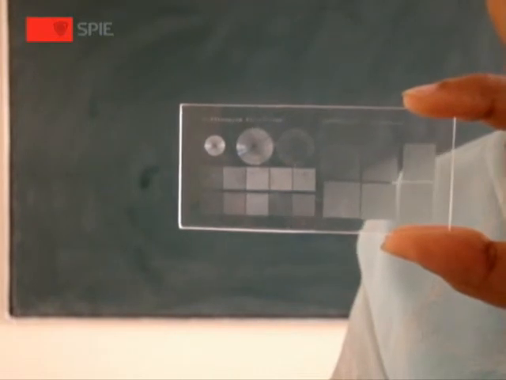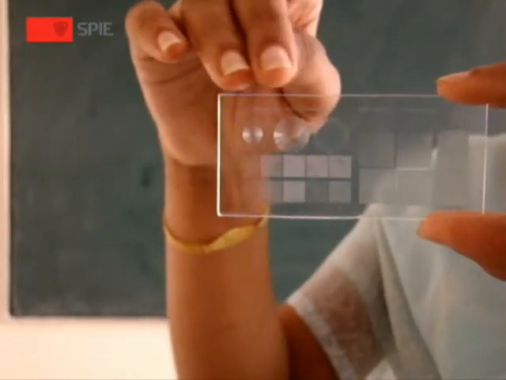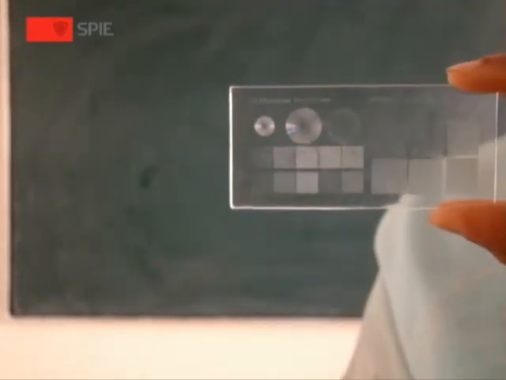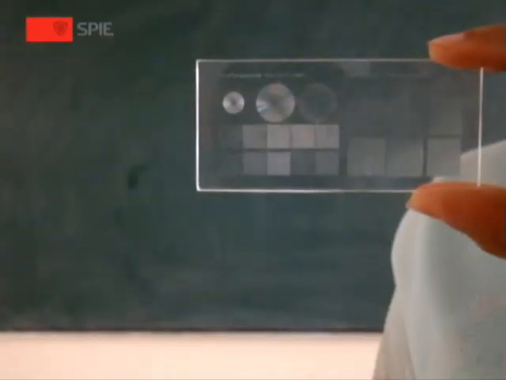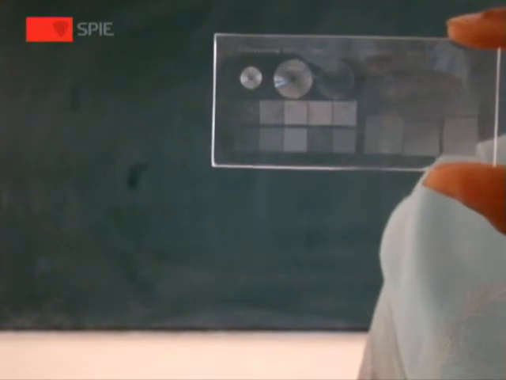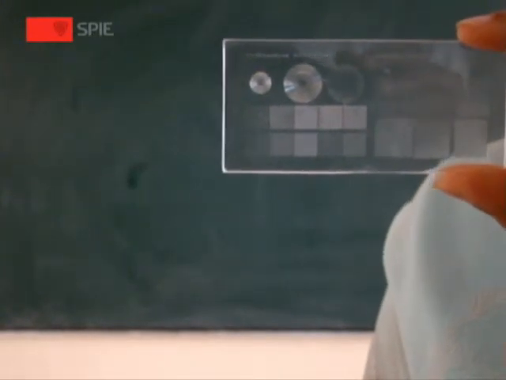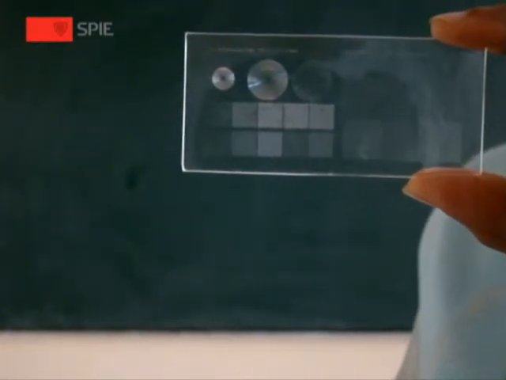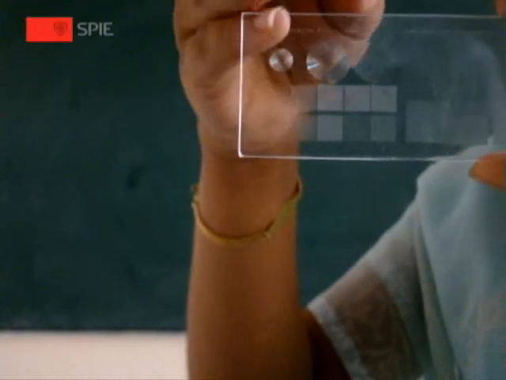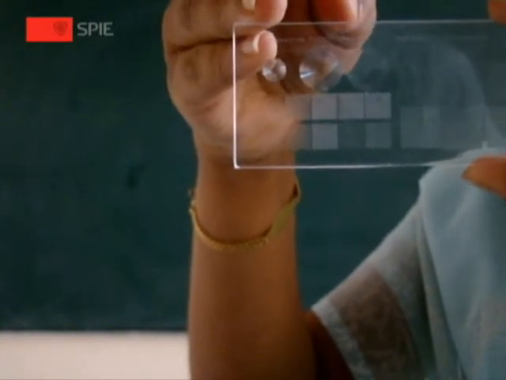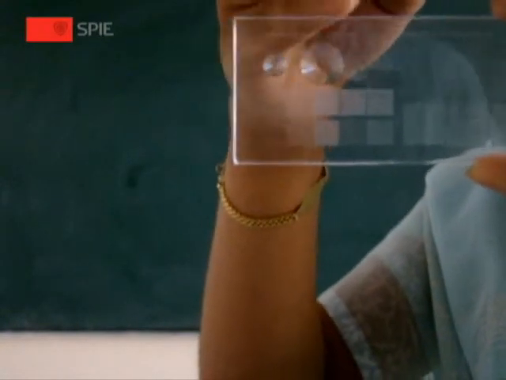Now, let me explain the diffractive structures. On the top, we have 3 circular structures. These are Fresnel zone plates, which exhibit the property of focusing light, just like a lens. The 3 Fresnel zone plates differ on the basis of focal length. This one has the least focal length. It is 10 millimeters. This one is 15 millimeters and this one 250 millimeters.